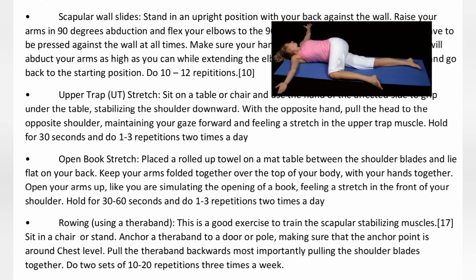Next one is the open book stretch. Place a rolled-up towel on a mat table between the shoulder blades and lie flat on your back. Keep your arms folded together over the top of your body with your hands together. Open your arms up like you are opening a book. Feel a stretch in the front of the shoulder. Hold for 30 to 60 seconds and do 1 to 3 repetitions twice a day.